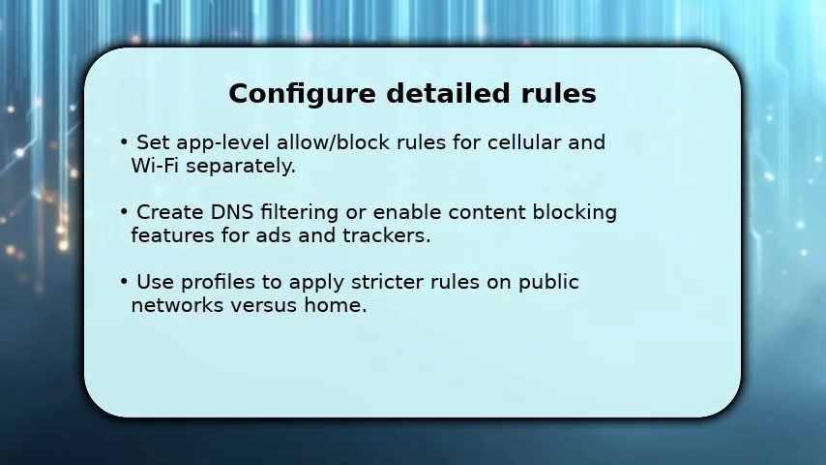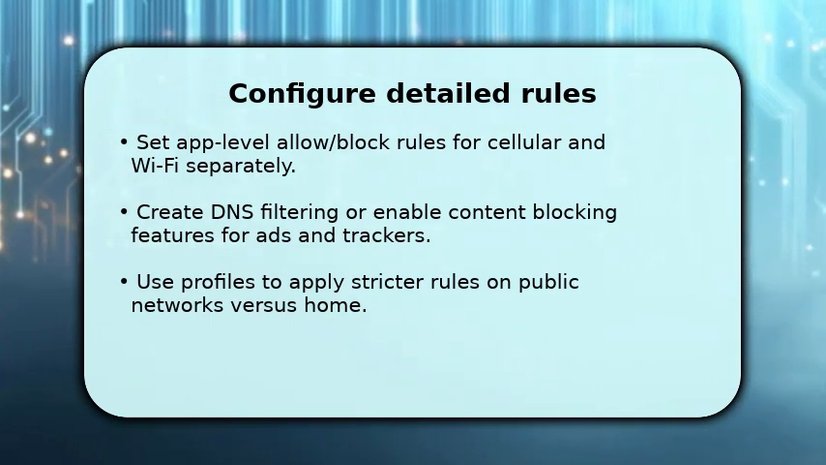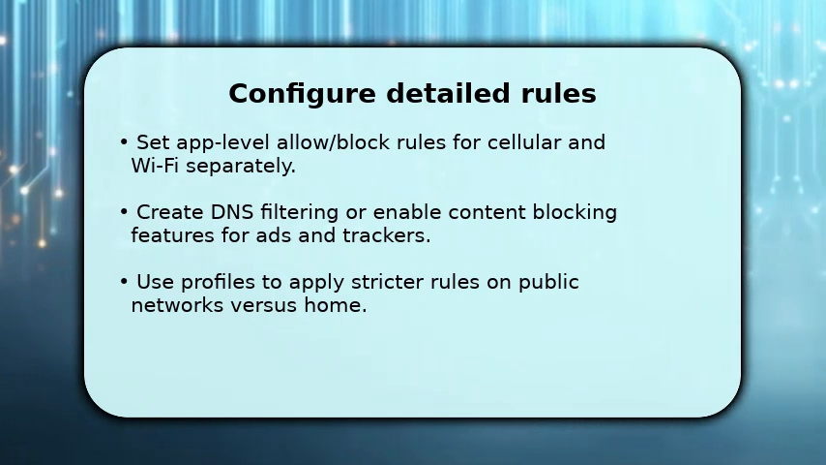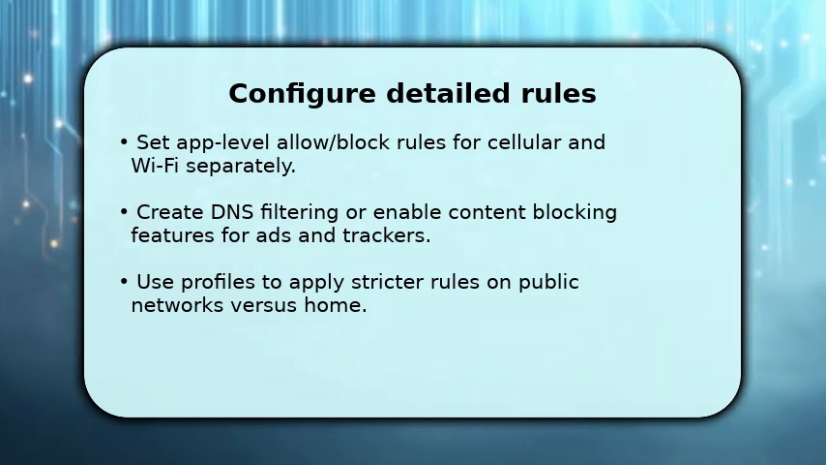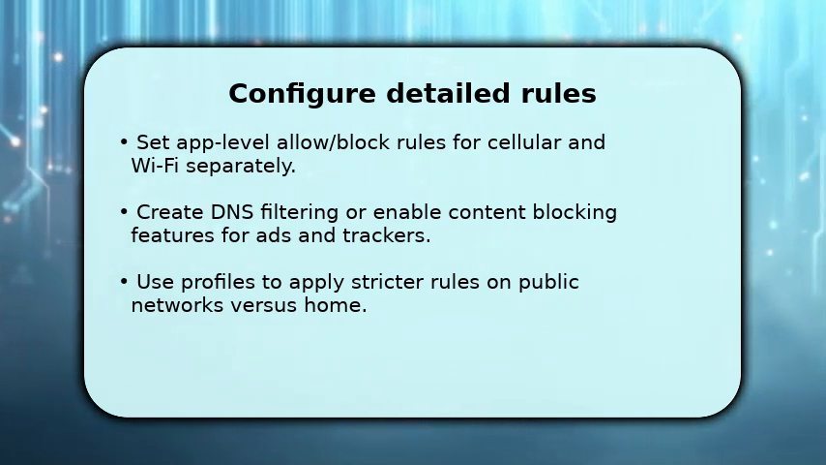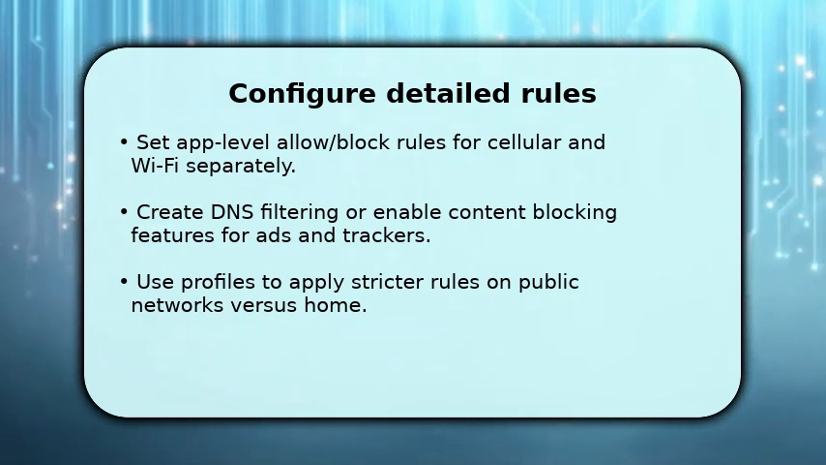Open the firewall interface and create app-level permissions, specifying which apps can use Wi-Fi versus cellular. Once set, add DNS filtering or content blocking to stop trackers and malicious domains. This reduces background connections. Use profiles or location-based settings to switch automatically, private at home, restrictive on public hotspots.